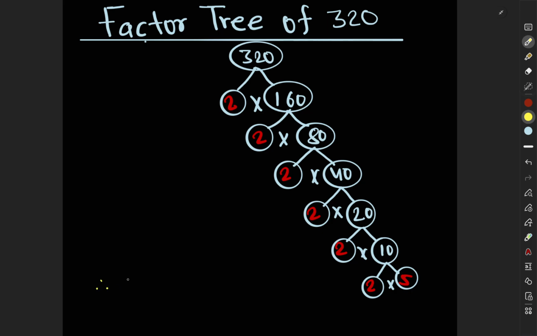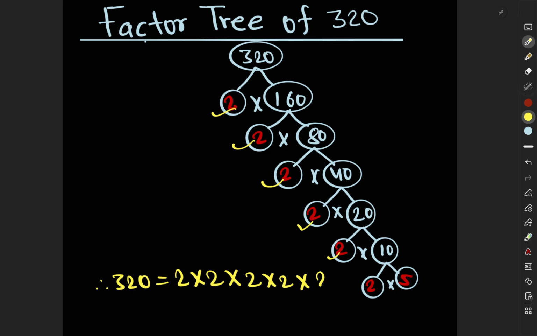So we can write 320 is equal to the product of all these prime numbers, that is these 2 times 2 times these 2 times these 2 times these 2 times these 2, and at last this 5.